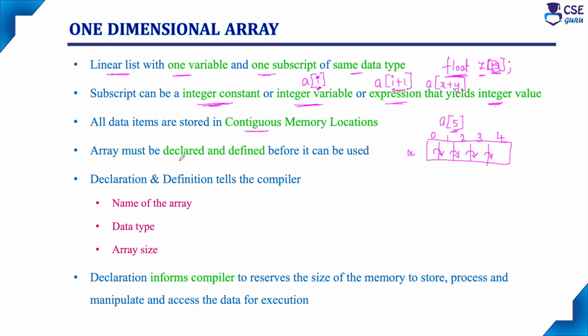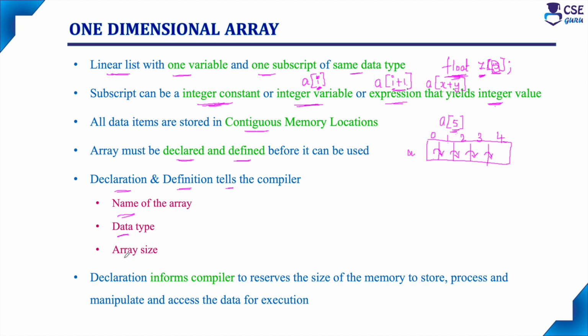Then the array must be declared and defined before it can be used. Any array that we want to use in programs should be declared first, like variables. And the declaration and definition tells the compiler the name of the array. That is, Z is the name of the array. And what is the data type of the array? For example, here it is float data type.